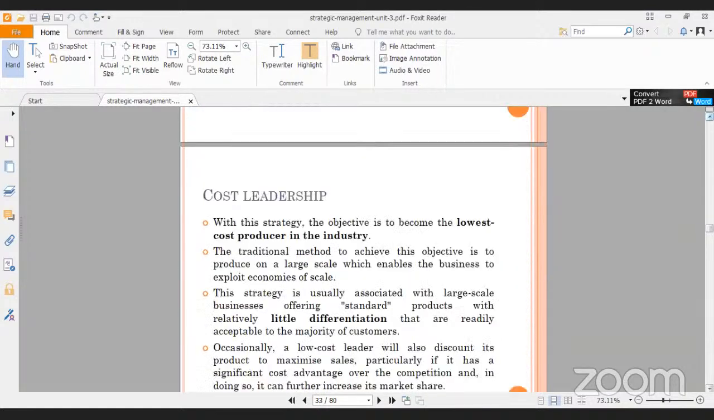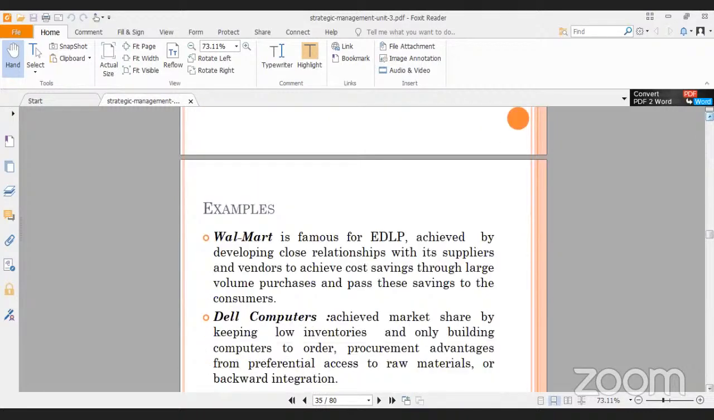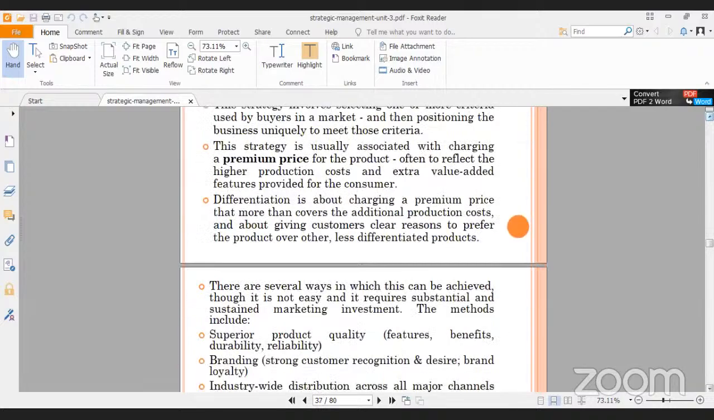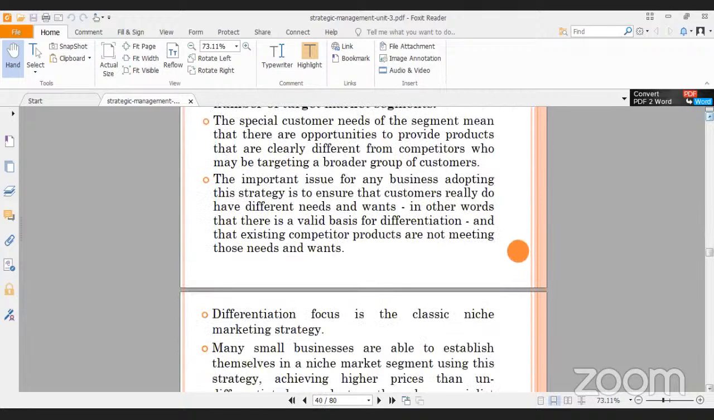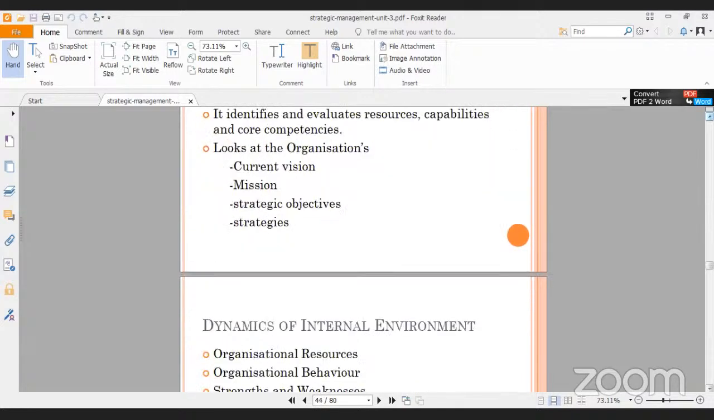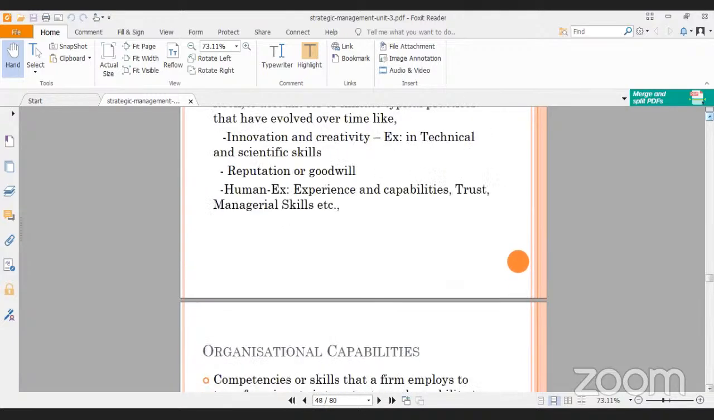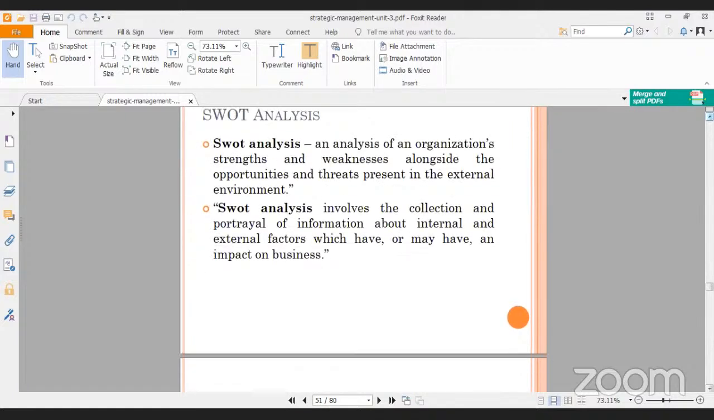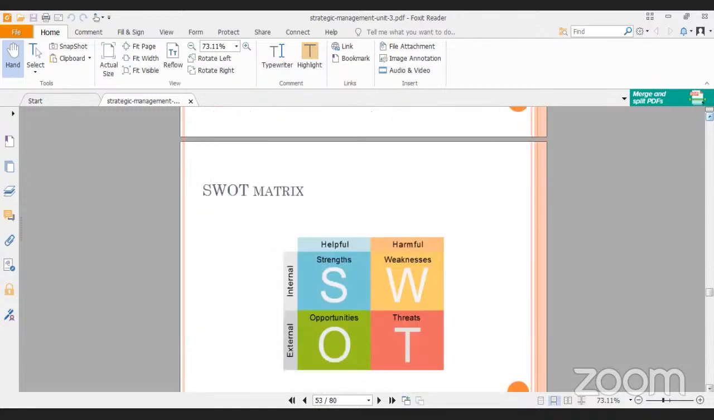Our combinations are SO, WO, ST, WT. Strength is combined with opportunities, then comes ST, strength is combined with threats. This is the external environment. This is the SWOT analysis, and there is also the SWOT matrix.